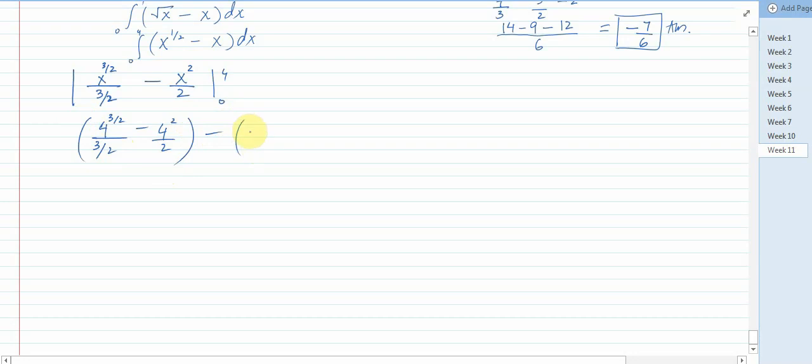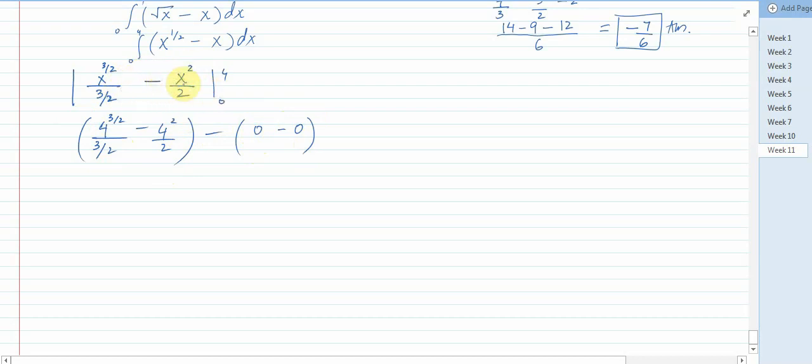So x is 0, 0 power anything is 0, minus that will be 0 as well. So that's how we can apply the limits: we apply the upper limit in all these functions, and then the lower limit in all these functions, and then subtract.